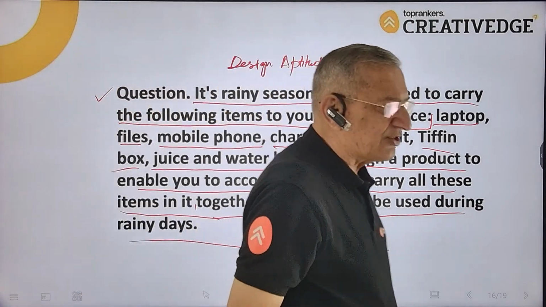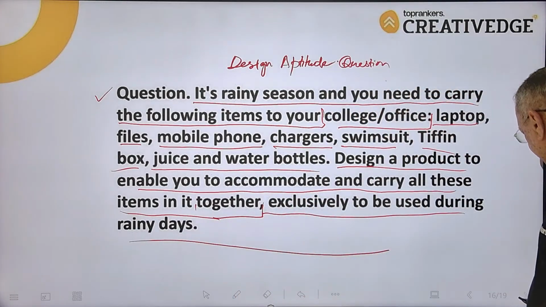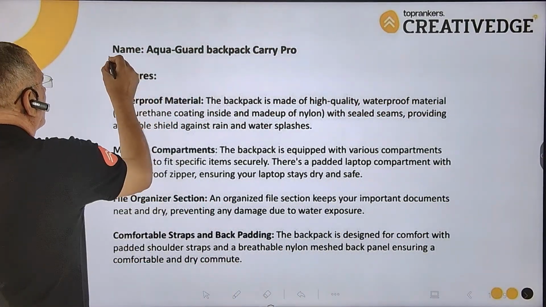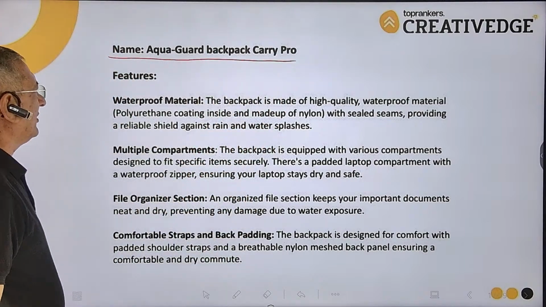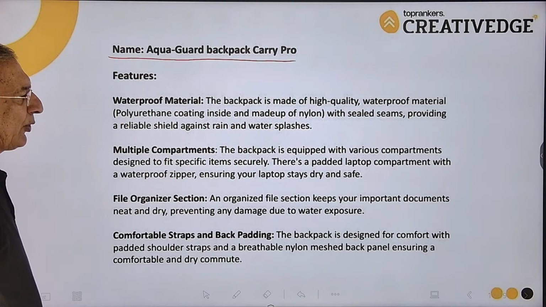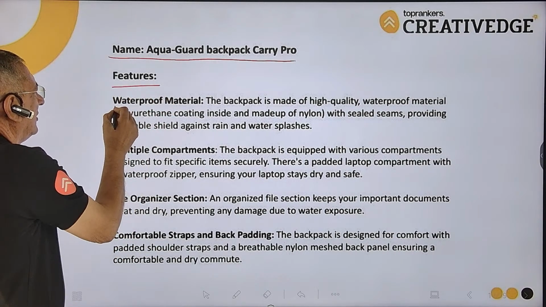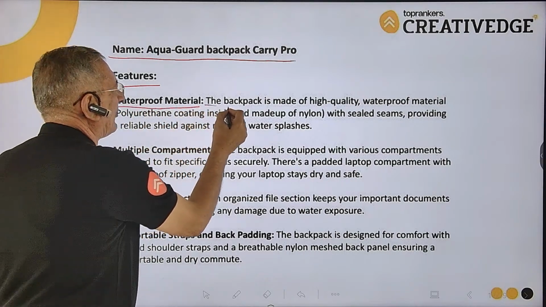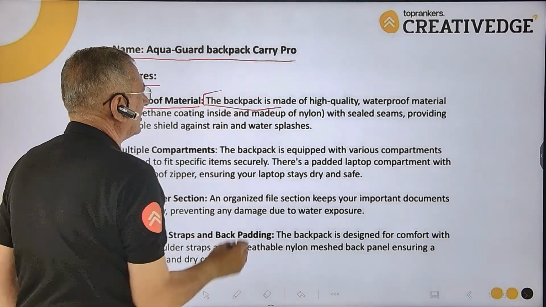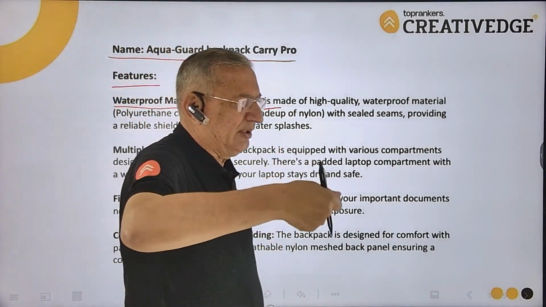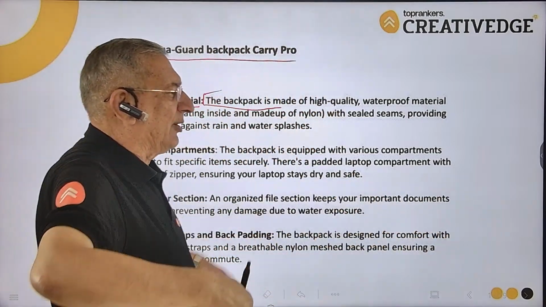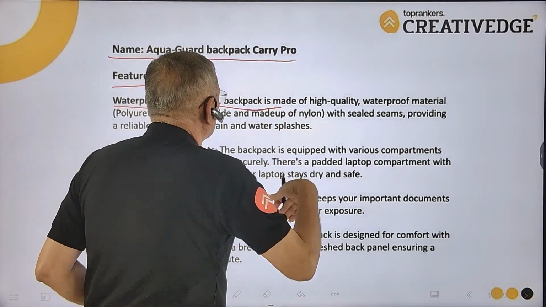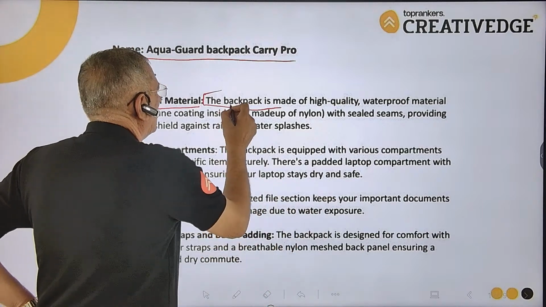This is a product design question, but will require a lot of brainstorming. So, name of the product, you give a name to your product. AquaGuard Backpack Carry Pro. Features, it is out of the brainstorming. Waterproof material. Firstly, you should think is it going to be a pishwi, that means a thali, or a backpack? Definitely, nowadays, nobody goes with a pishwi or a thali, goes with a backpack only.